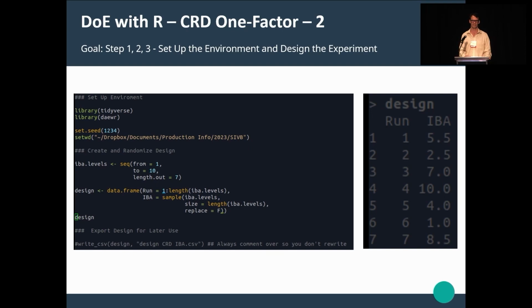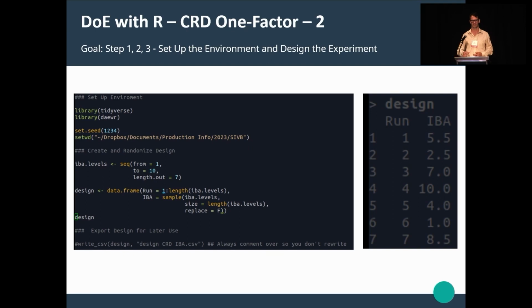At this point I need to make a vector of data which has my IBA levels. So I'm taking that sequence function, and I'm going to make a sequence, SEQ, from 1 to 7 with 7 inputs, which is the length out part. You can see it's randomized on the right, but it gives us that list of IBA levels, 1, 2.5, 4. And I basically want to randomize it.